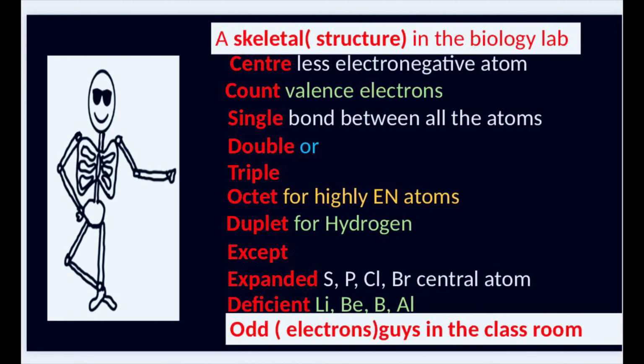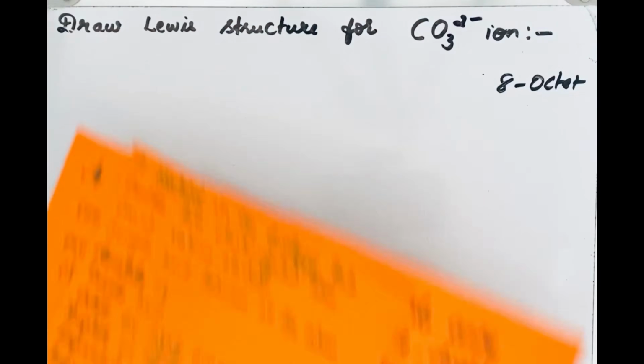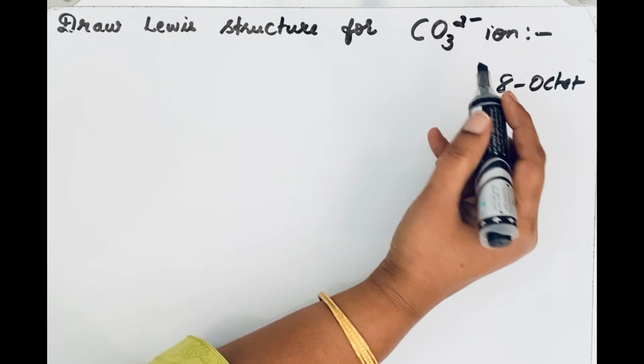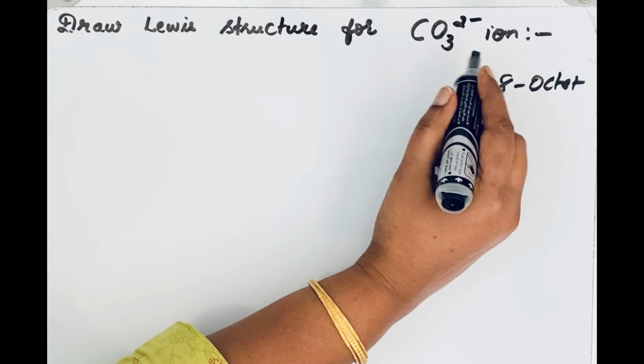Then the last step is odd electron guys in the classroom. That means odd electrons. Suppose you count the valence electrons and the number is odd. It means the central atom can possess one odd electron. So these all are the steps. Using the steps, let us draw the Lewis structure for the carbonate ion, CO3 2-. Carbonate ion is a polyatomic anion.